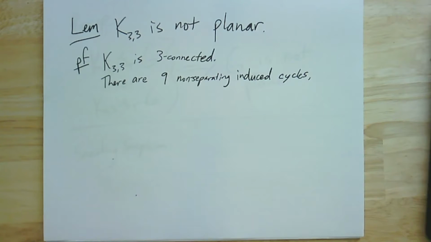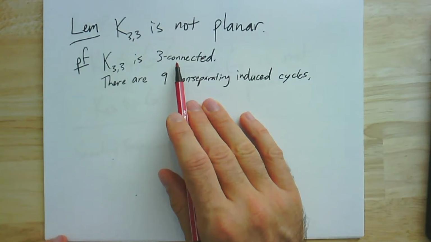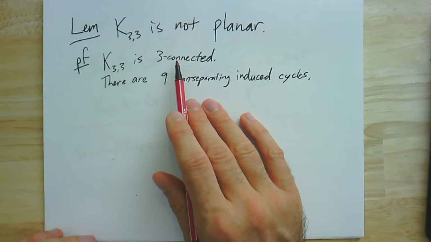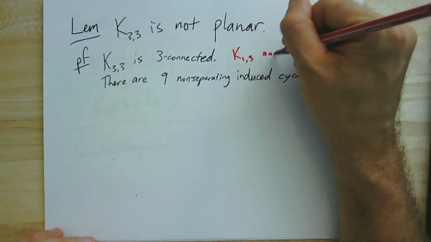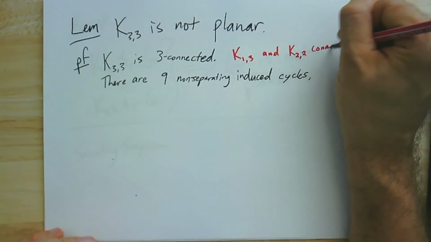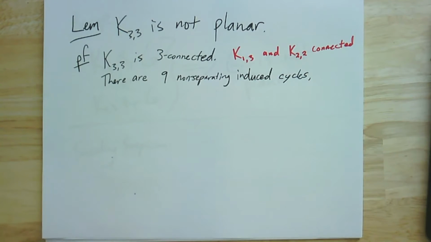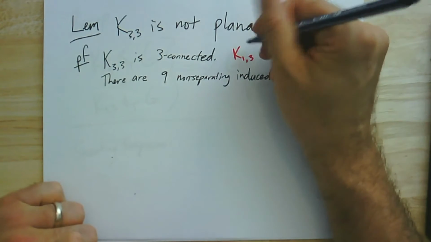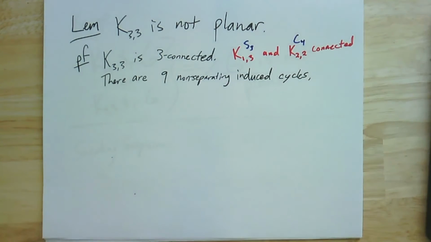First observation to make: K33 is 3-connected. If you remove any 2 vertices, you're going to end up with either K13 or K22, depending on if you took them both from the same side or from different sides. All right, so K13 and K22 are connected. These go by some other names you may recall. For instance, we called K13 the star on 3, S3, and this K22 is just C4.